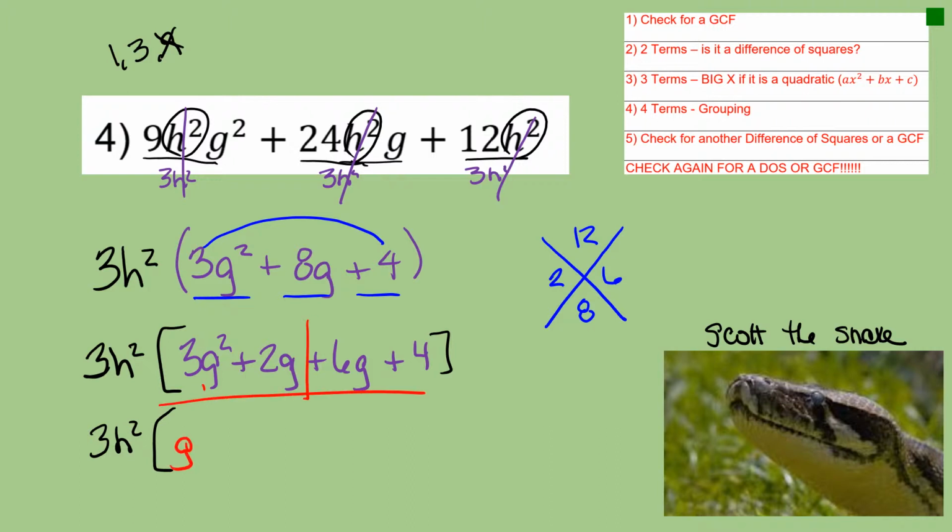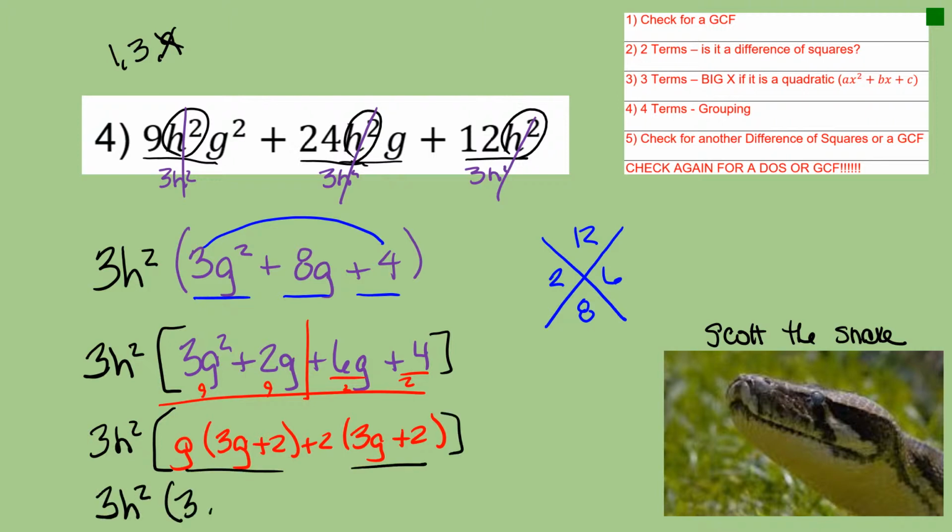Pull out a g here. Leaves me with 3g plus 2. Here we're going to pull out a positive 2. Leaves me with 3g plus 2. So don't lose that 3h squared. These two have 3g plus 2 in common. Factor that out. You have g plus 2.